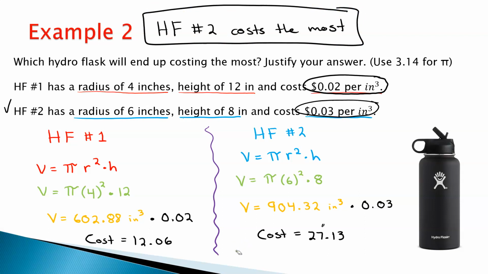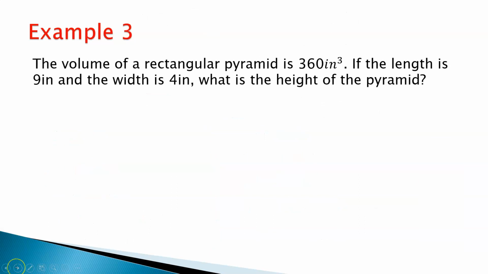If you actually wanted to figure out how much more it costs, well, what's $27.13 minus $12.06? The second Hydro Flask cost $15.07 more than that first one. All right, let's move on to number 3.